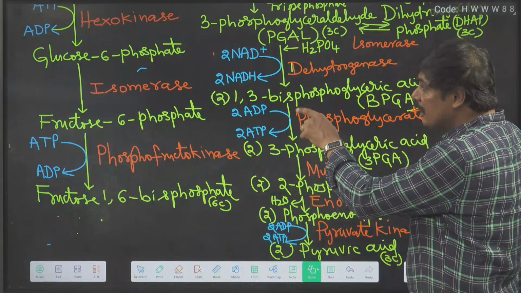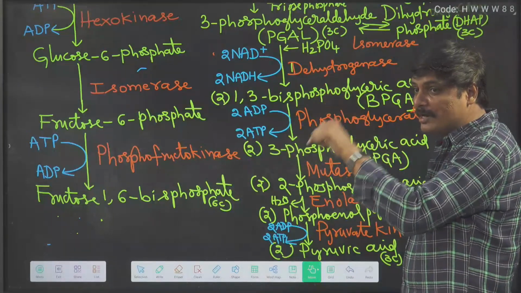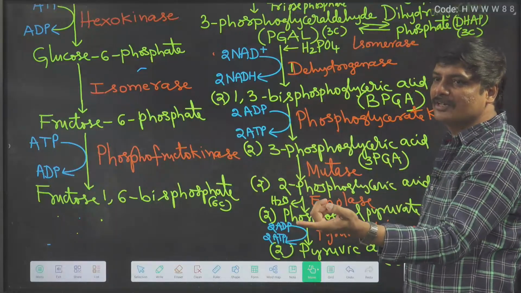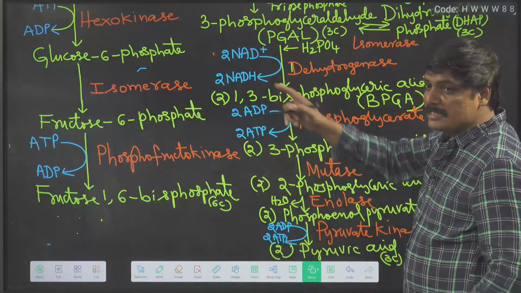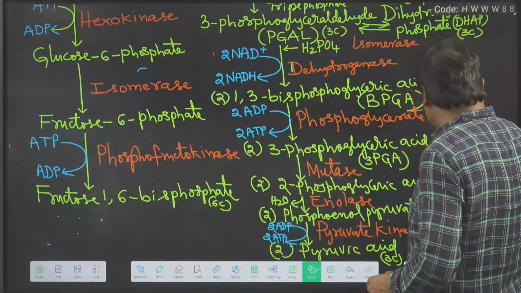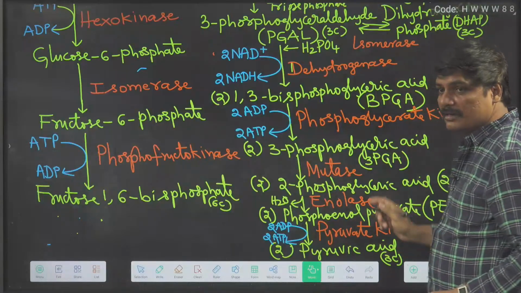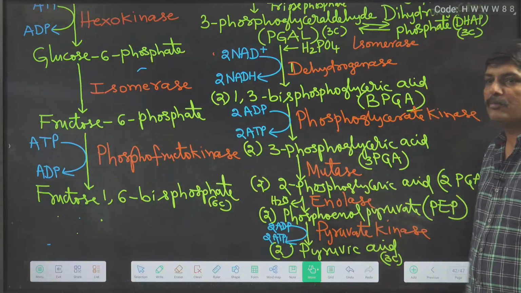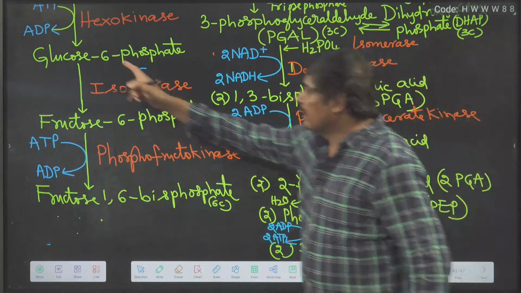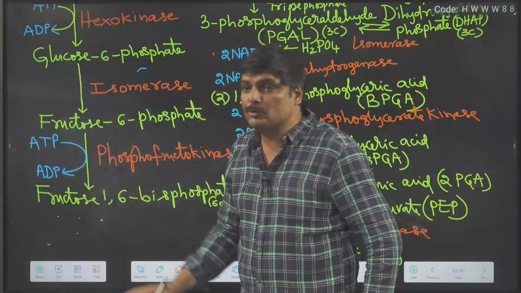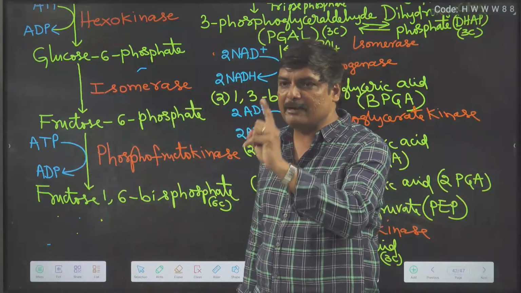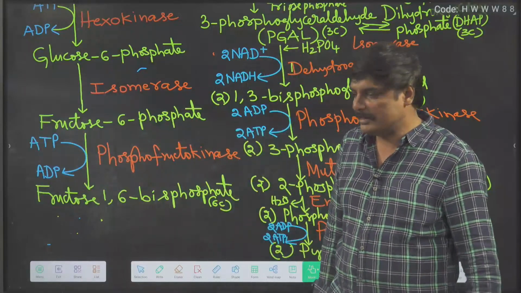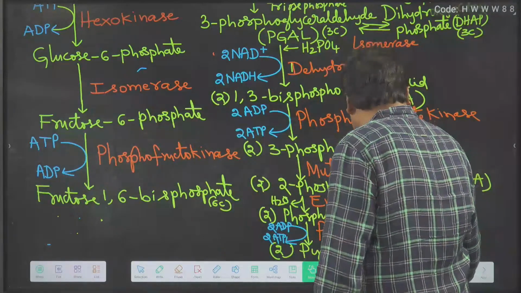Look at this. Whenever a kinase name comes, ATP is either formed or used. If the enzyme name has kinase, right? So here 2 ATP, here 2 ATP formed, 4 ATP. Here 1 ATP, here 1 ATP used. So the net gain of ATP will be 2.